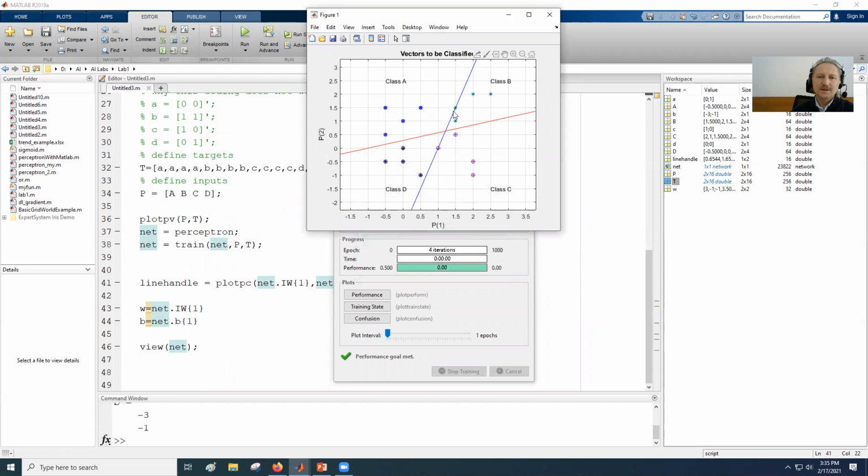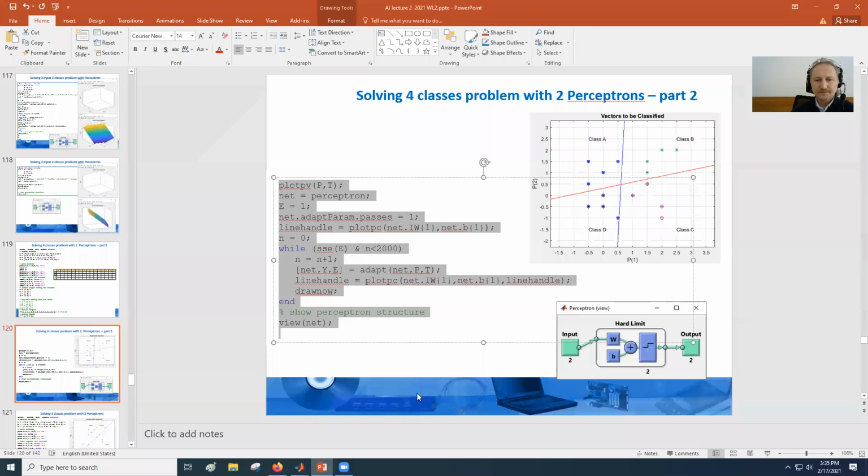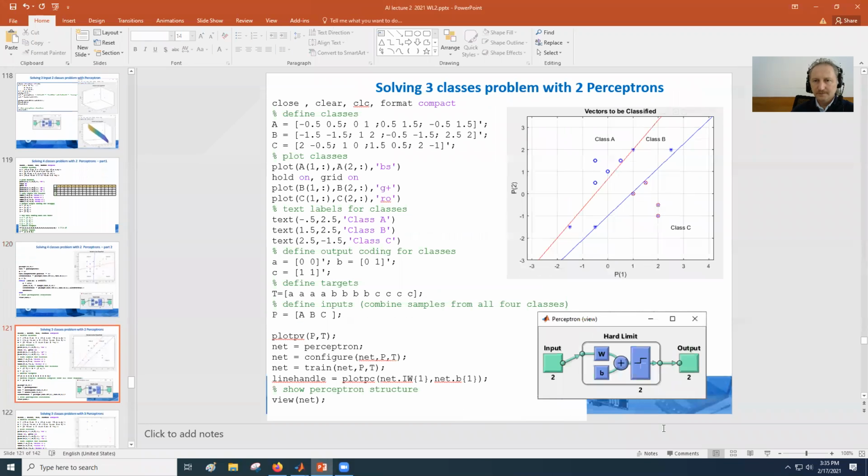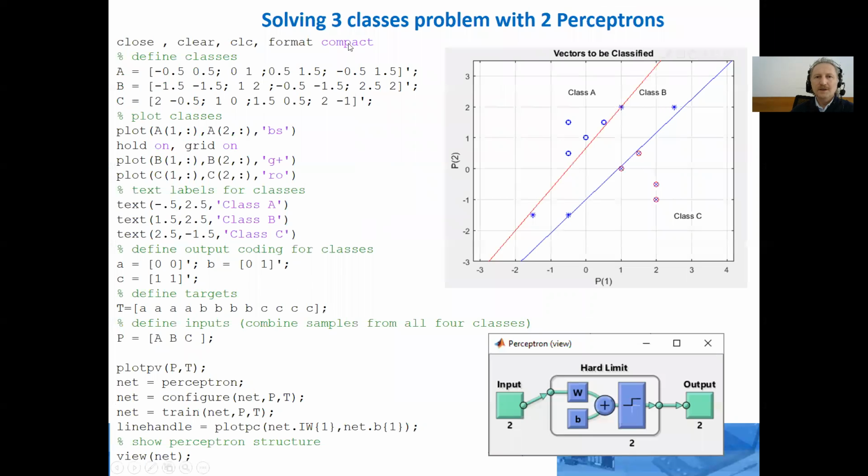Successful training. Look at this, 4 classes separated into 4 regions. So, solving a 3 class problem with 2 perceptrons. Now in this problem we have this data set. They are the input of our data set. They are the output of our data set.